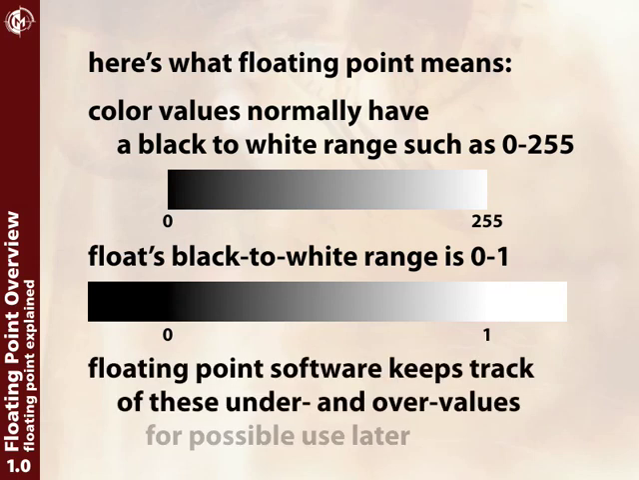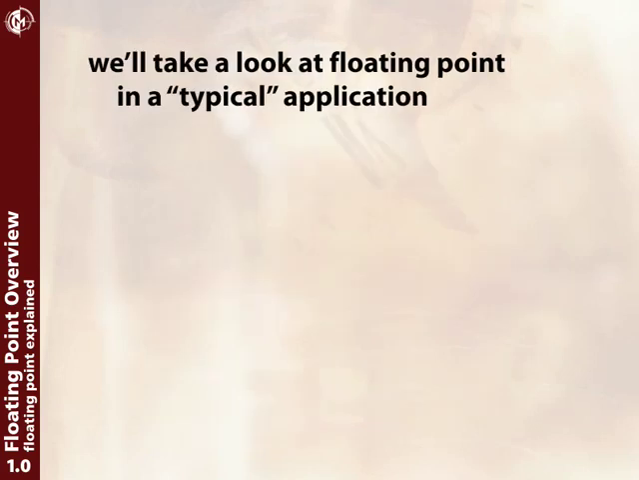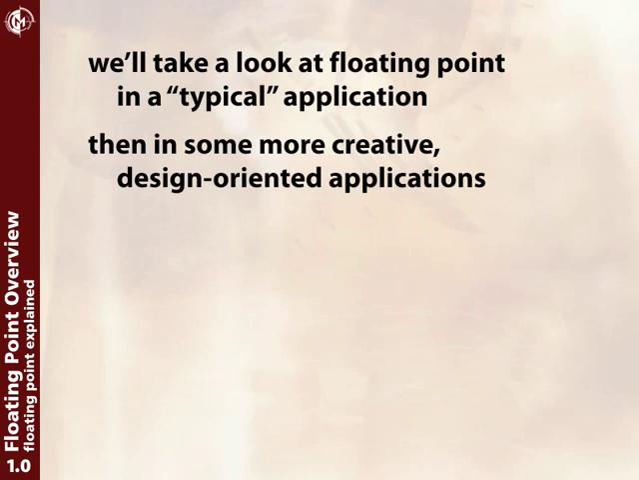These software packages will keep track of these out-of-range values and can retrieve them later if needed. For example, if you add a bunch of things together and come up with a very bright image, later on, you can then fade it out and still retain all that brightness. It just won't become a gray blob. So let's see floating point in action on a typical image, and then let's show some creative uses for it.